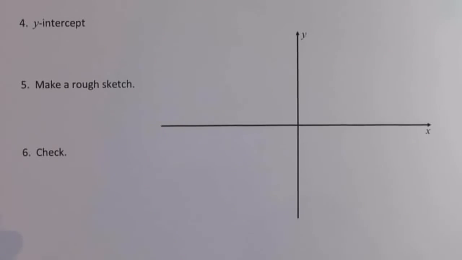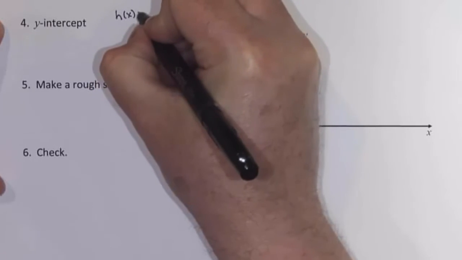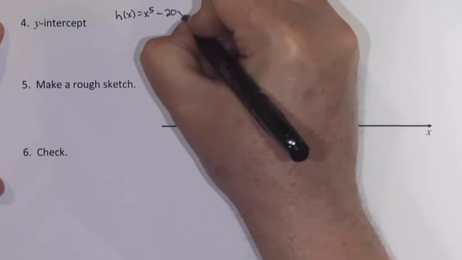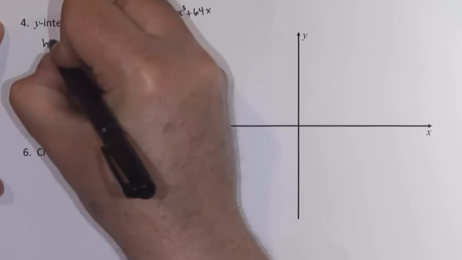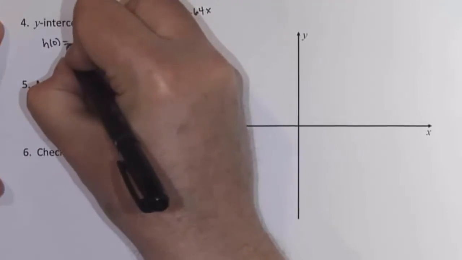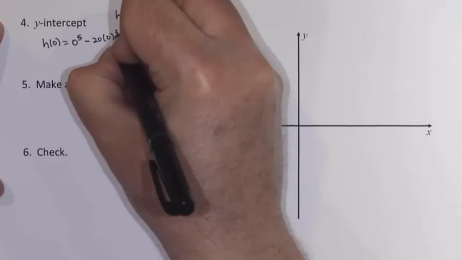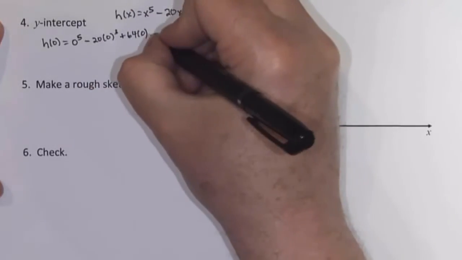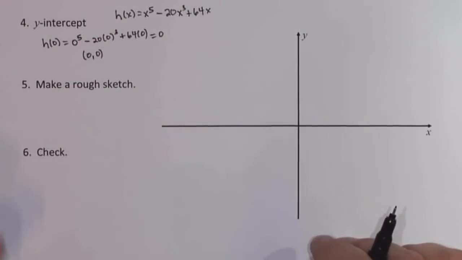So in step 4, we want to find the y-intercept. Now remember, our function is h of x equals x to the 5th power minus 20x cubed plus 64x. So to find the y-intercept, we're going to find h of 0, which will be 0 to the 5th power minus 20 times 0 cubed plus 64 times 0. And so that's going to be 0. Our y-intercept is the point (0, 0), which is going to be located right here.